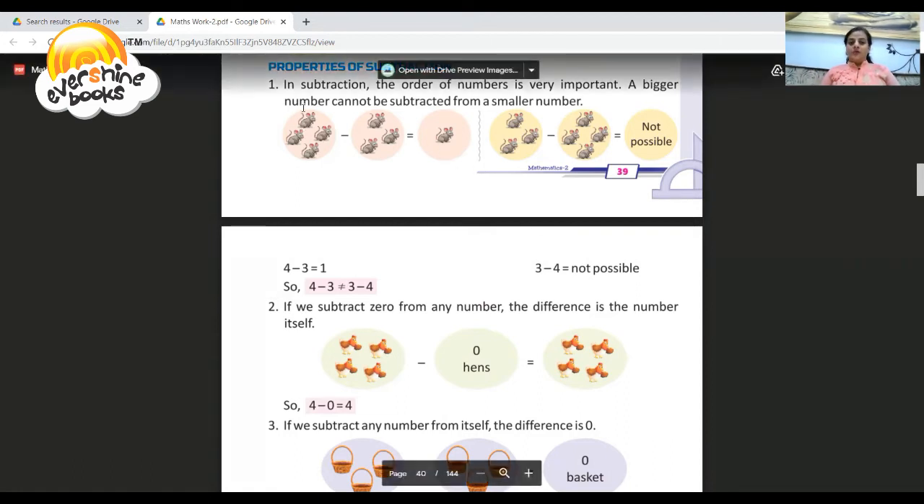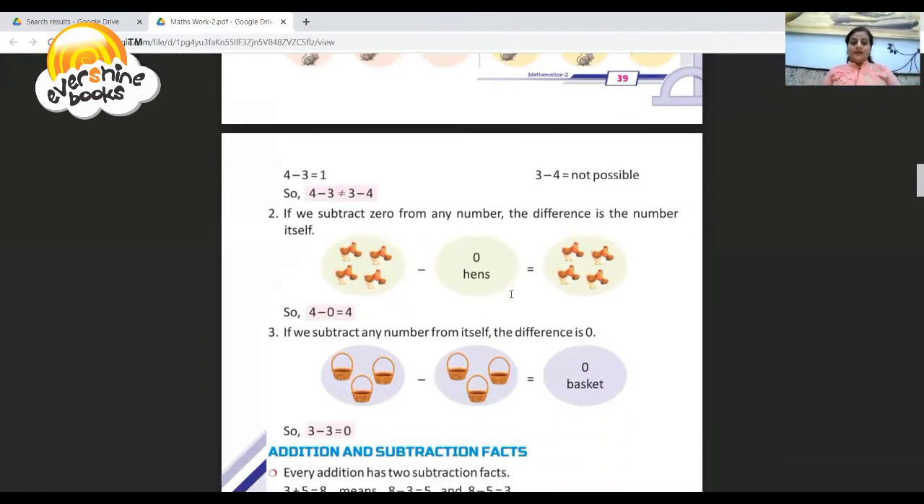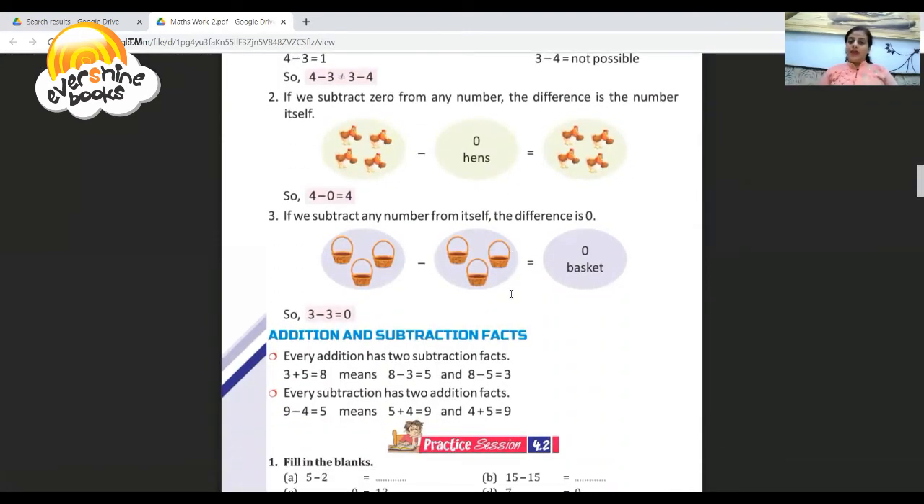Like 4 mice are there and 3 mice here. When we subtract it, 1 mouse is left here. But here 3 are there and 4 are subtracted. No, not possible. It is written here. Next, if we subtract 0 from any number, as I already told you, the difference is the number itself.